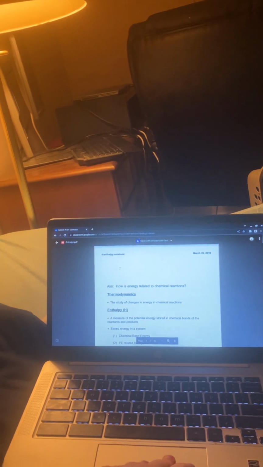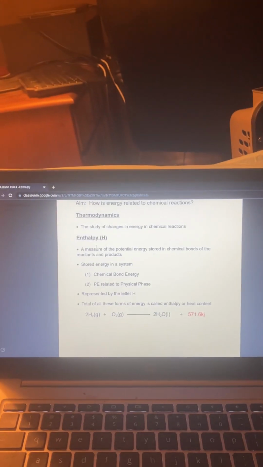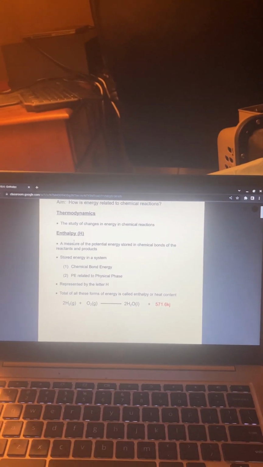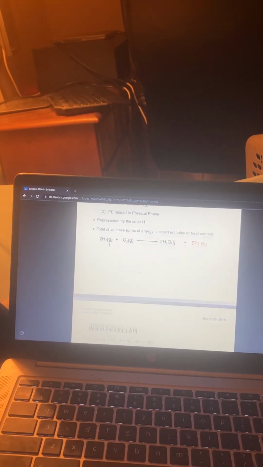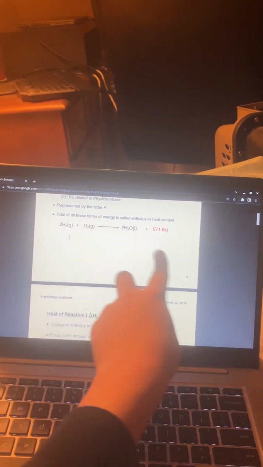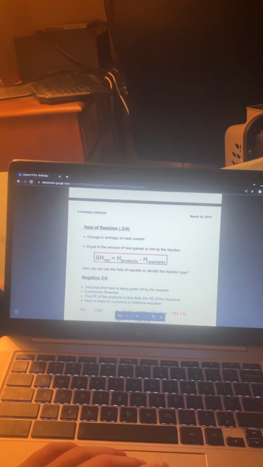10.4 is enthalpy stoichiometry. So enthalpy is a measure of the potential energy stored in chemical bonds of the reactants and products. PE is related to the physical phase. So this again is just showing the reaction and how you lose 571.6 kilojoules.